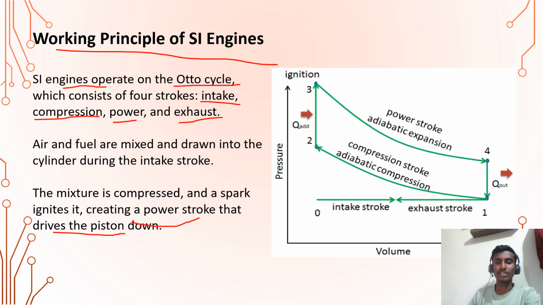Here is the pressure and volume graph which represents all the four strokes. First one is the intake stroke from 0 to 1, wherein it goes into the compression stroke where the air and fuel mixture is compressed, and it is drawn out at ignition. The power stroke exhibits all the energy used, and the exhaust stroke exhibits all the energy which is generated.